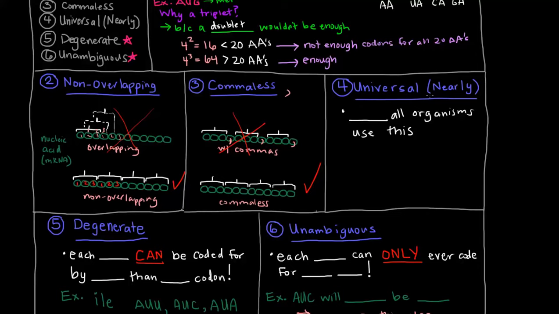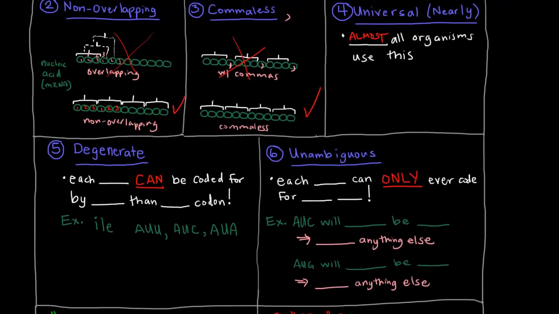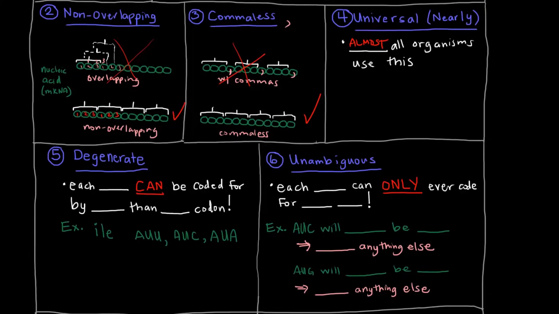The genetic code is also universal, or nearly universal. The reason is that almost all organisms use this same genetic code. There are a few exceptions. So now these two ideas, degenerate and unambiguous. I put stars next to them initially, because they can give people trouble.